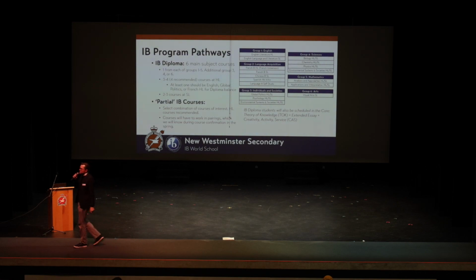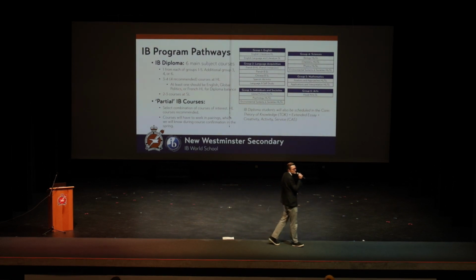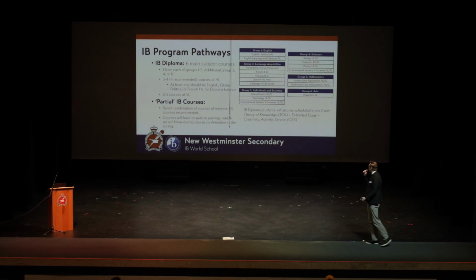Here at New West, there are two different pathways through IB. So we have the IB diploma, which is like the full IB program, if you will, where you're doing all your courses in IB. And how that works is that you take one course from all of the 5 main subject areas, and then a 6th course in either arts, or a 2nd course from either the Group 3 Social Studies options or the Group 4 Science options.